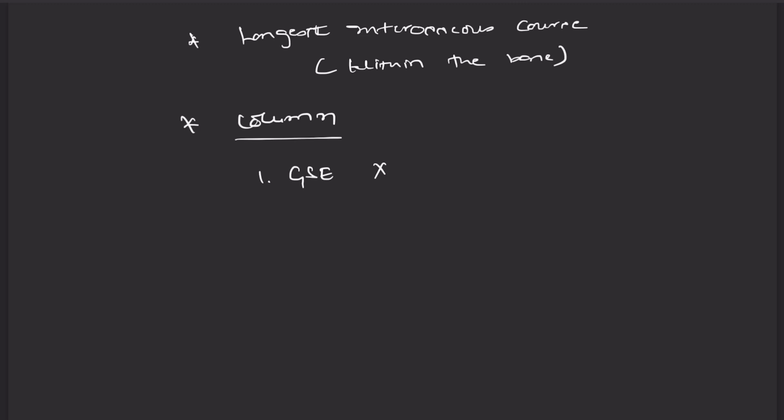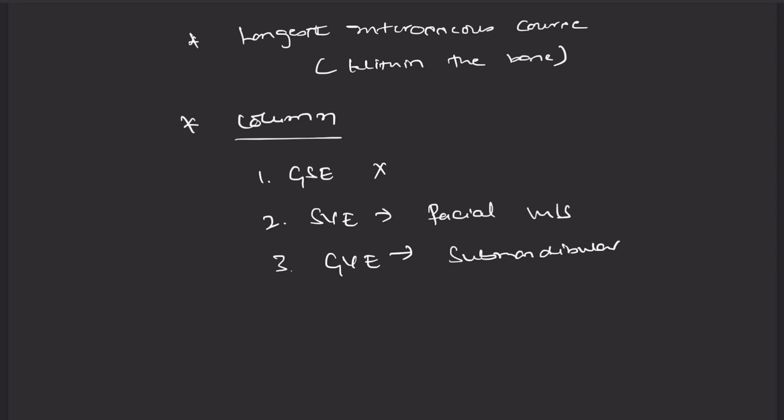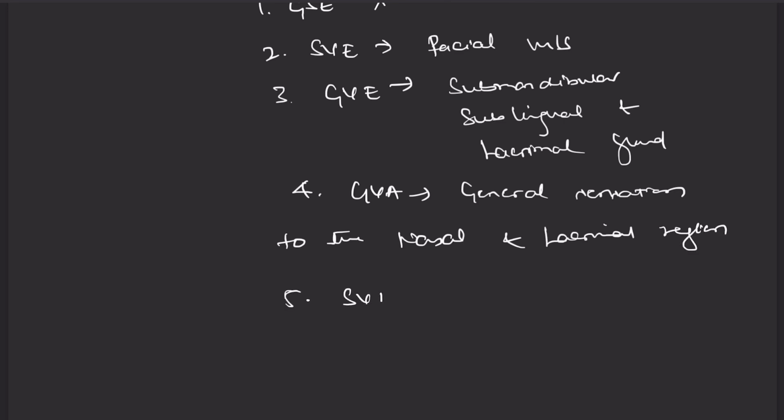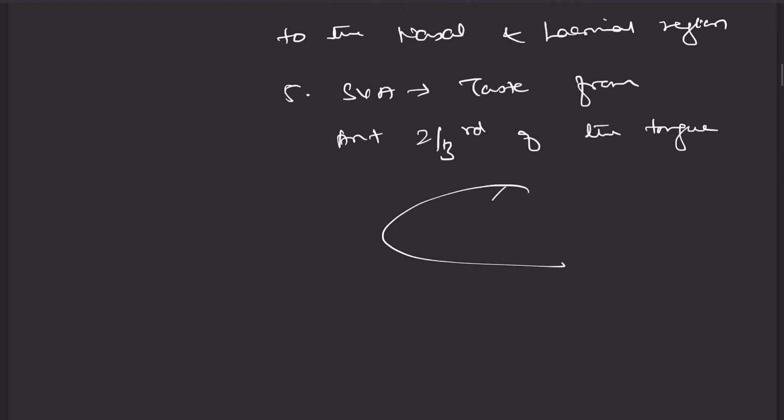So GSE column, it is absent. SVE column, it is present because it supplies the facial muscle. Number 3, GVE column, it is present because it supplies the submandibular, sublingual, and the lacrimal gland. Now coming to the GVA, general sensation to the nasal and lacrimal region. Number 5th column is SVA, taste from anterior 2/3 of the tongue, except the circumvallate papillae.